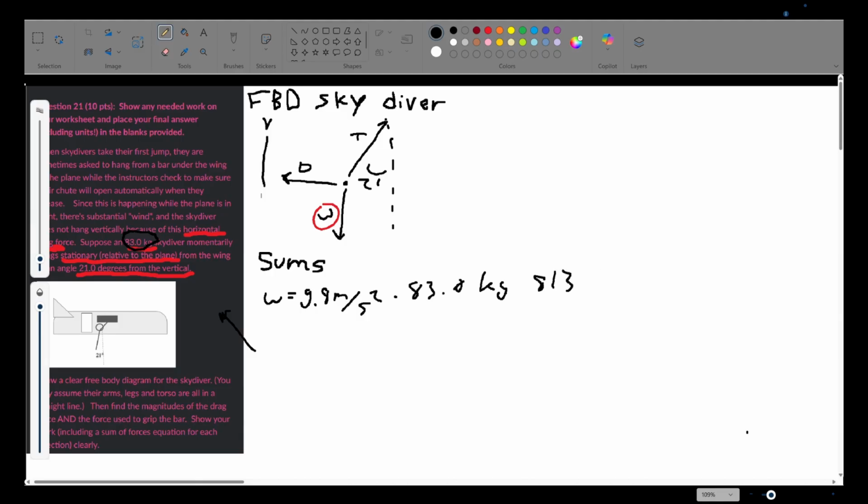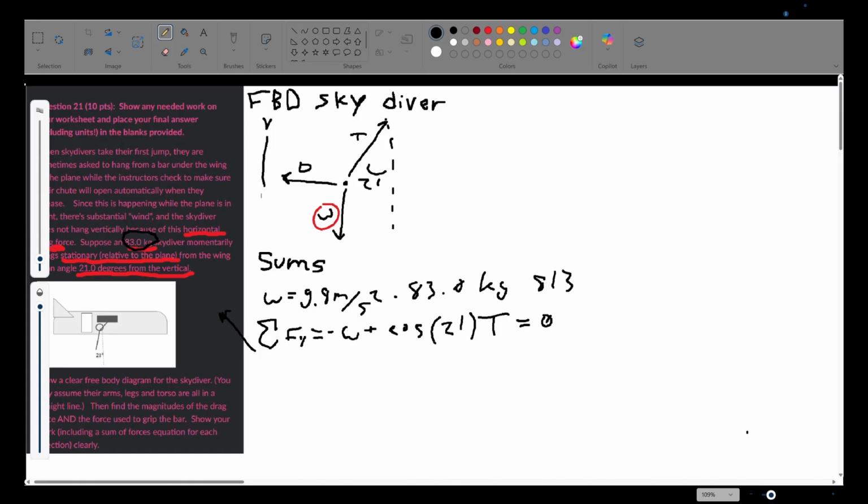So knowing that, and knowing that it only points in the negative vertical direction, we're going to do the sum of the forces in the y direction, which will be equal to negative W, since it's pointing downwards, plus the vertical component of T, which will be the cosine of 21, which is that adjacent side of that triangle, times T, which will be equal to 0, since it says that the skydiver is stationary, as I have underlined. Knowing that, we can solve for T.